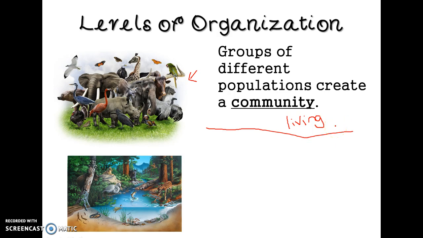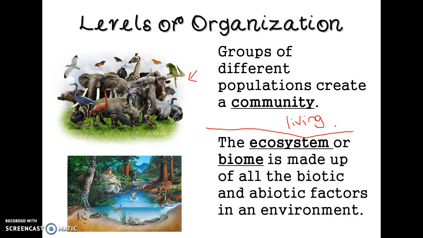Now we're going to move into non-living things, because in ecosystems or biomes, we don't just have living organisms. We also have things that are not alive, like water or rocks or dirt. All of those things are important and critical for organisms to be able to survive there. And so an ecosystem includes everything, all of the biotic and abiotic factors in an environment.